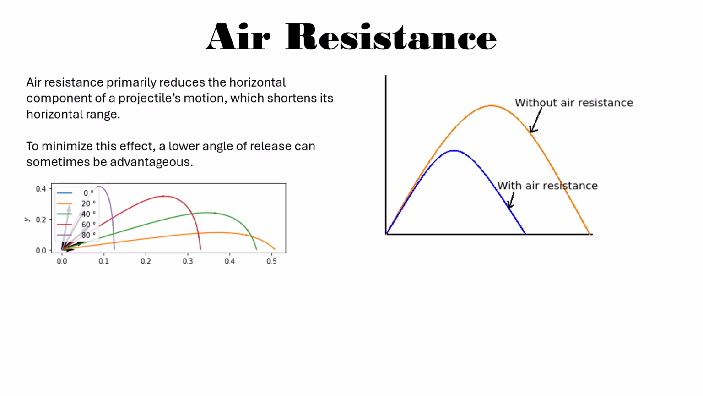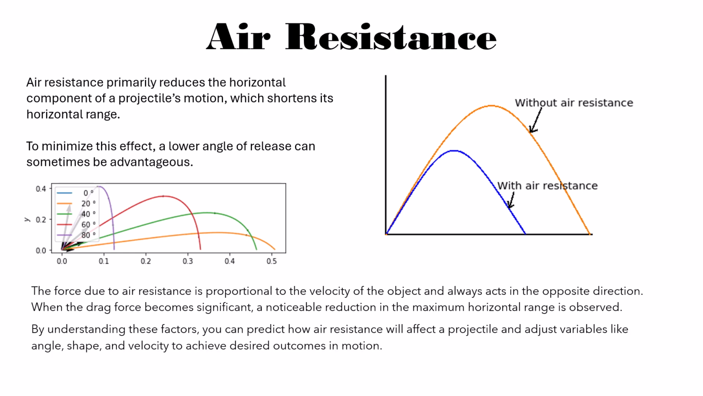However, bringing in air resistance, you can see these are all color coded. So our 40 degrees is green, but you actually end up going further with 20 degrees because the lower angle actually counteracts that air resistance a little bit better.